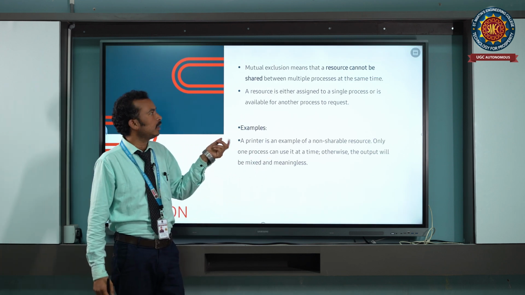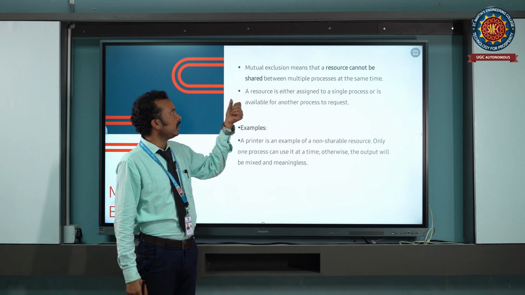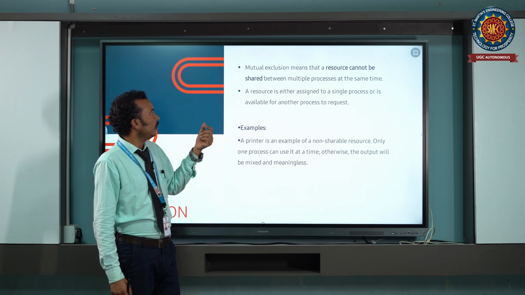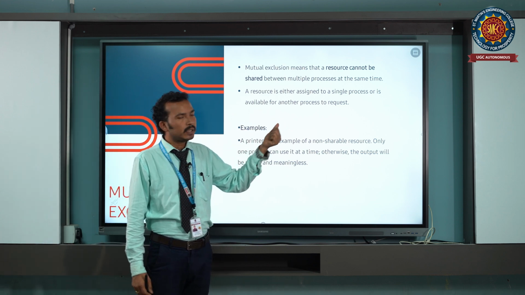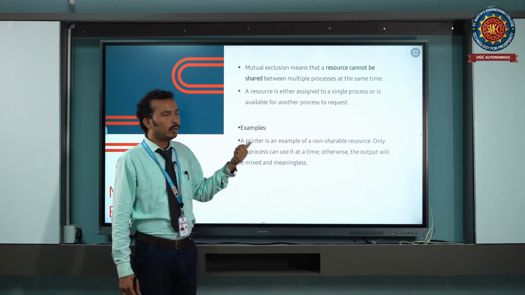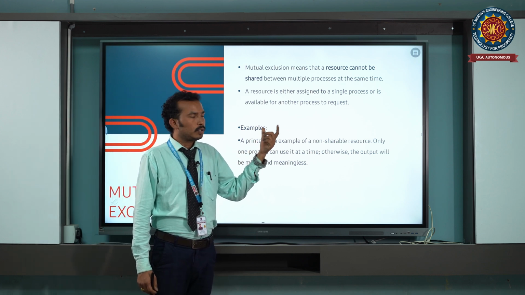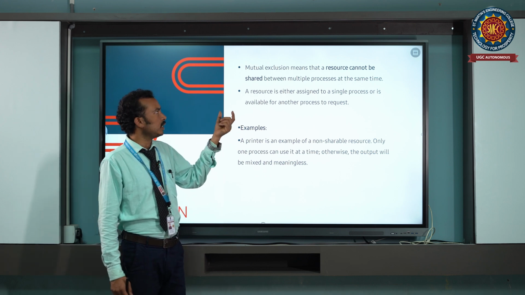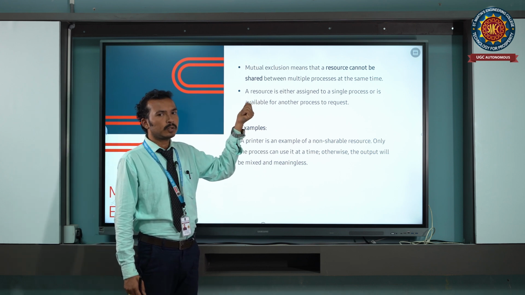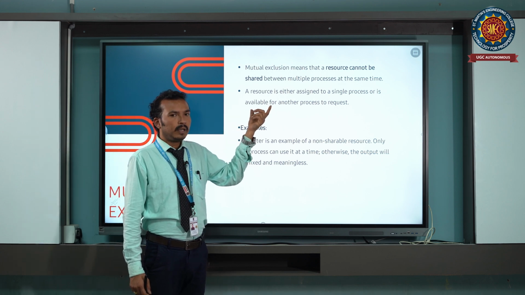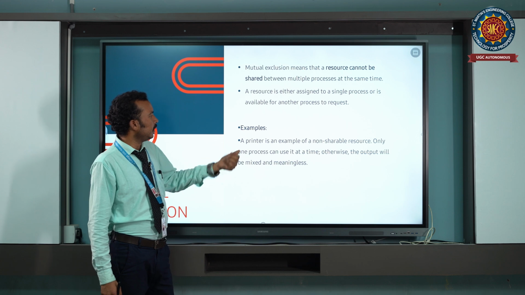Mutual exclusion means the resources cannot be shared between multiple processes. That resource is non-shareable. So the resource is either assigned to a single process or is available for another process to request. The second process is waiting for that resource until the first process releases it. So in this case, deadlock will occur.